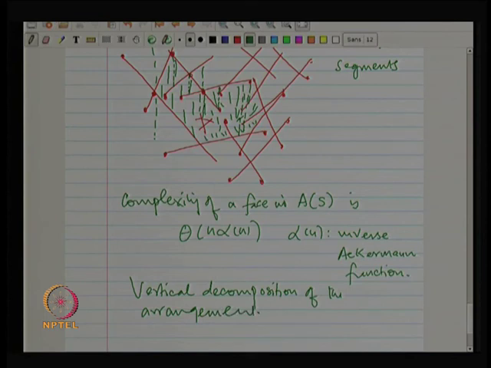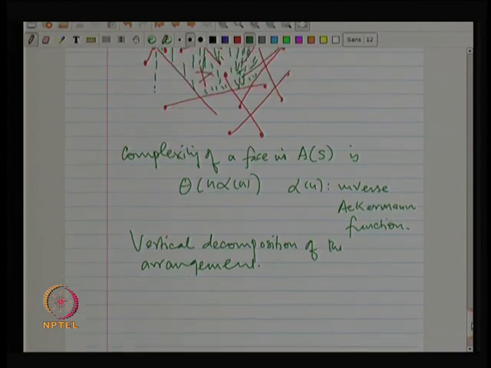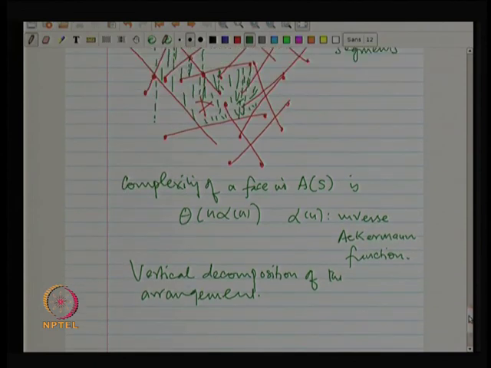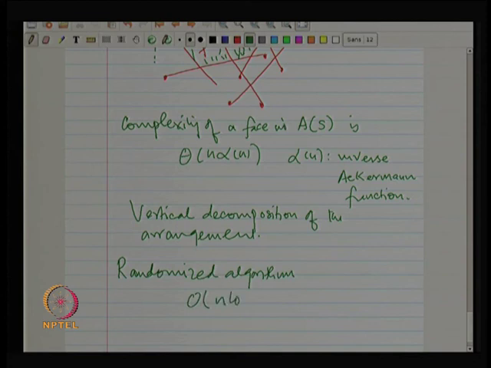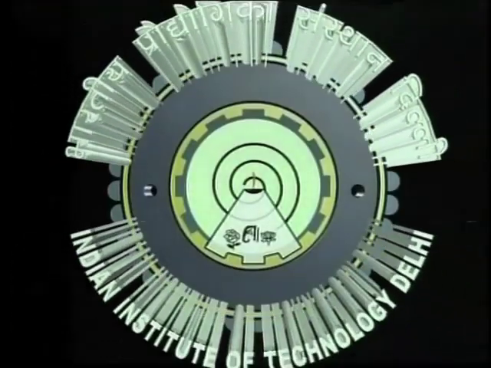I will skip the details again. We can construct the arrangement and this vertical decomposition by doing a line sweep, which will take n log n plus k log n time, where k is the number of vertices. There is a randomized algorithm that takes n log n plus k expected time, where k is the number of vertices. Okay, so let me stop here.